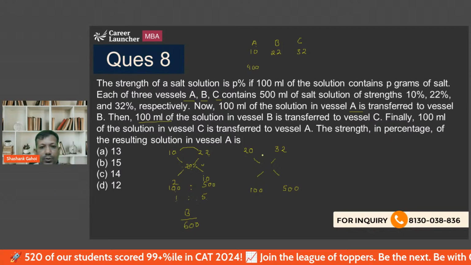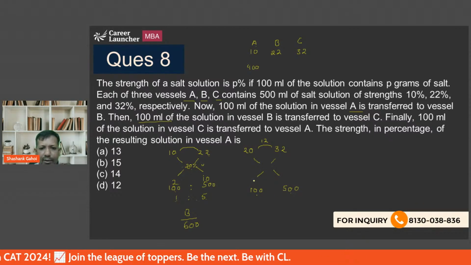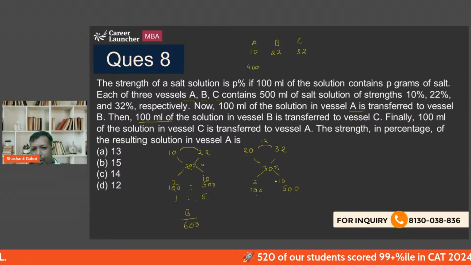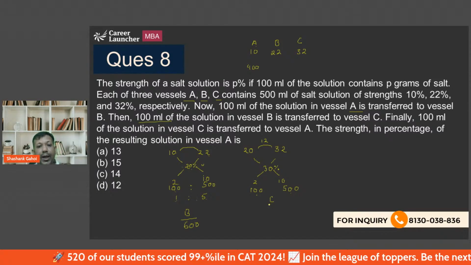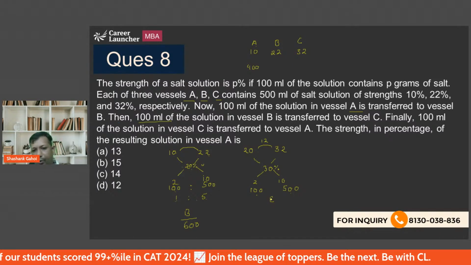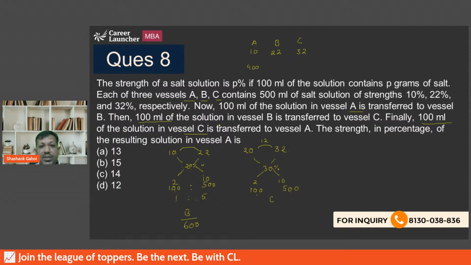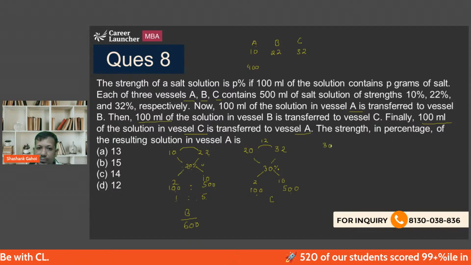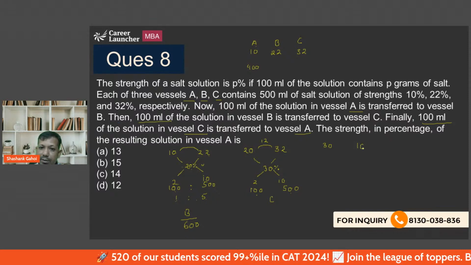So the difference is 12. The ratio is 1 is to 5. So again, it is going to be 2 and 10. So the final concentration is going to be 30%. So the concentration in C is 30% right now, and the total weight is 600. Now, finally, 100 ml of C is transferred to A. The concentration of C is 30%, and it is transferred to A, which has a concentration of 10%.